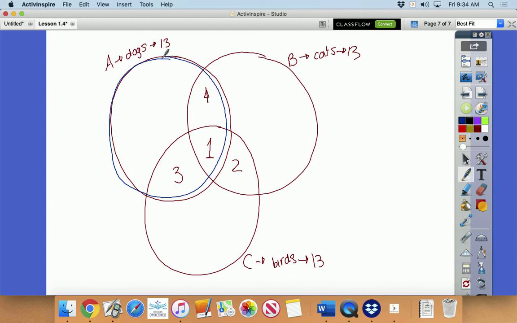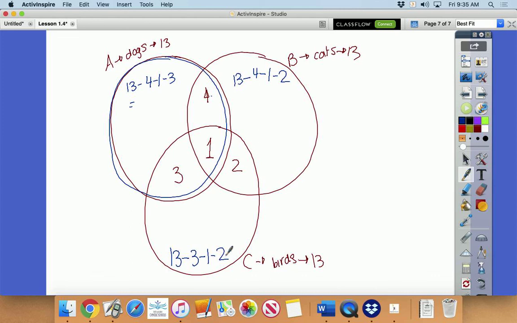So if I want to know what the students or the children that own dogs only, I would have to go 13 subtract 4, subtract 1, subtract 3. Over here for cats only, I would have to go 13 minus 4, this number right here, minus 1, minus 2 to get that. And finally, for birds, I would have to go 13 subtract 3, subtract 1, subtract 2. So don't forget to look at those circles and see what is in the circle and subtract them out.